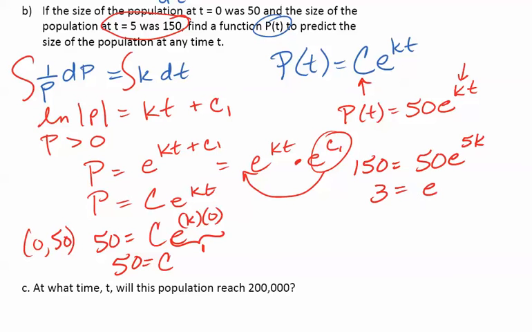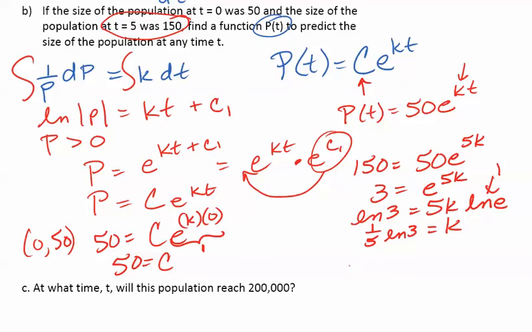So we divide both sides by 50. And then to get our k out of the exponent, we take the natural log of both sides. The log of a power becomes the power times the log. And of course, the natural log of e is 1. So our k value is 1/5 the natural log of 3. So now we've got a function for our population at any time. So we could write this as t over 5 ln of 3.